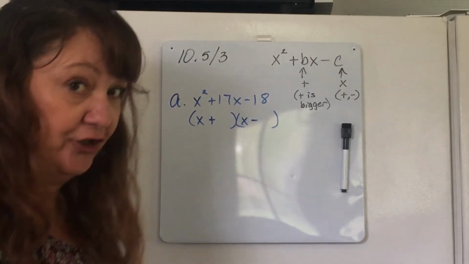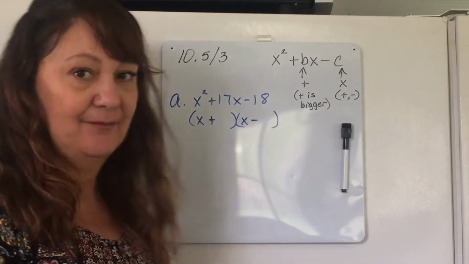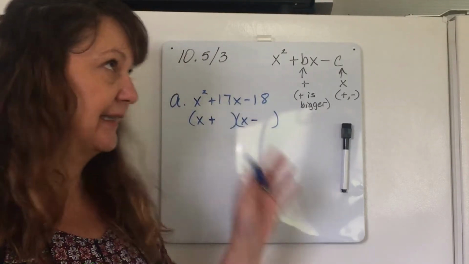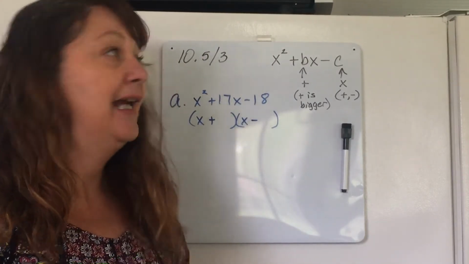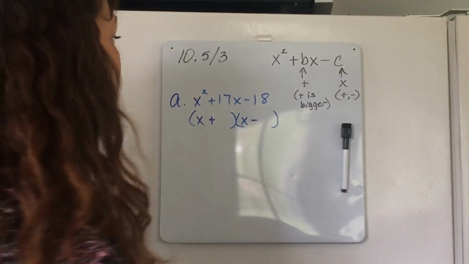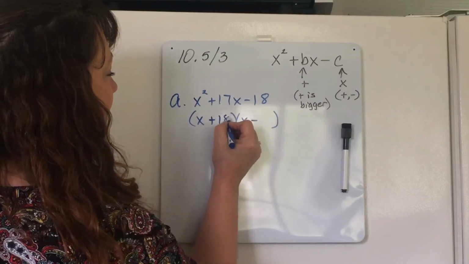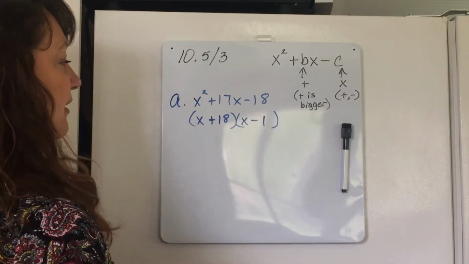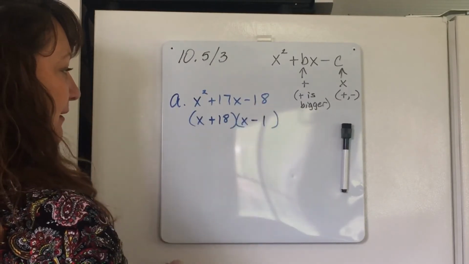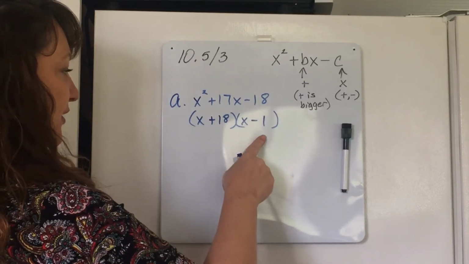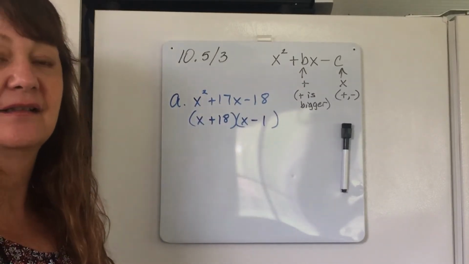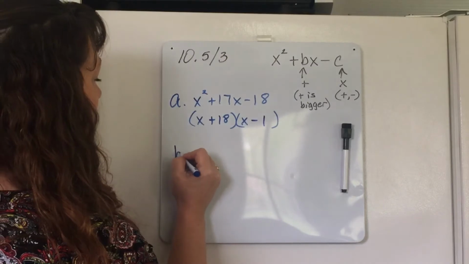I can do 9 and 2, but in no way is that going to get me a 17. I can do 6 and 3, but that's not going to get me a 17. How about 18 and 1? Now I said to make your positive bigger, so if I put 18 here and 1 there, if I multiply these two, it's negative 18, but when I add these two, it's a positive 17. So that one works. Let's do one more.